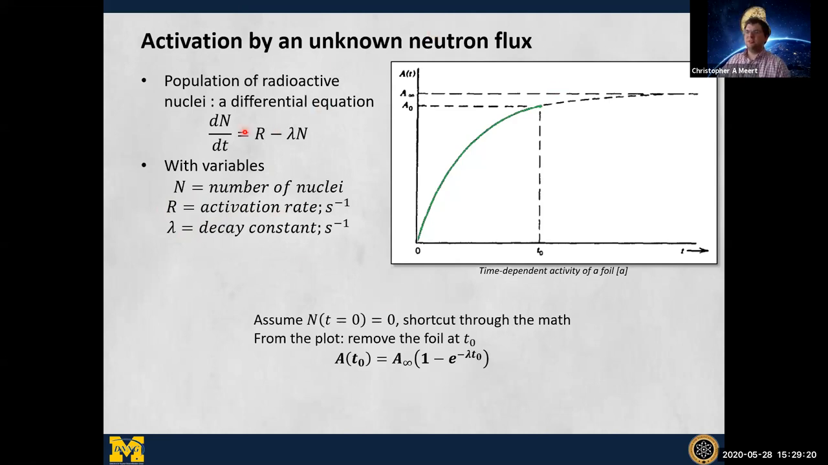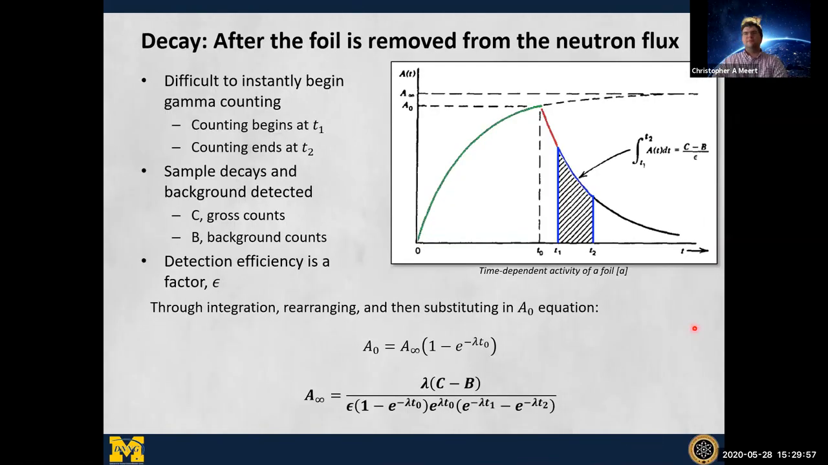So starting with the differential equation, again, I'm not really focused on the math for this, but you just start by assuming that your initial radioactive nuclei population is zero, which is usually a safe assumption. And really you'd want that to be the case before you start irradiating. Then you can solve through usual methods and remove the foil at what is called time zero. So you irradiate, the activity is increasing. It will asymptotically reach some saturation activity, but then when you remove it, it'll be at time zero. After you remove it, there's no more creation of those activation products, so it becomes a decay-only problem.